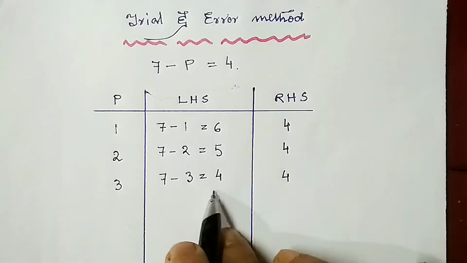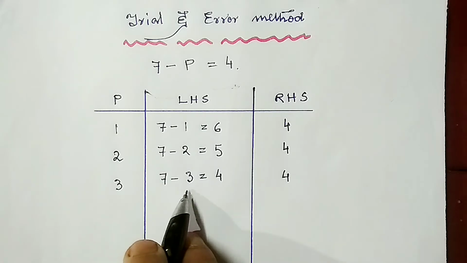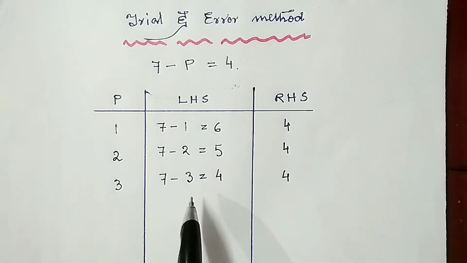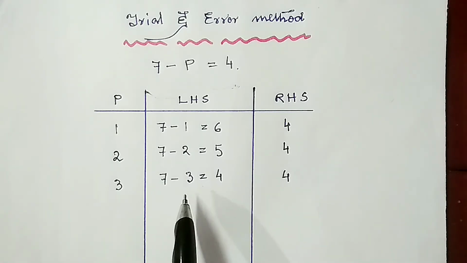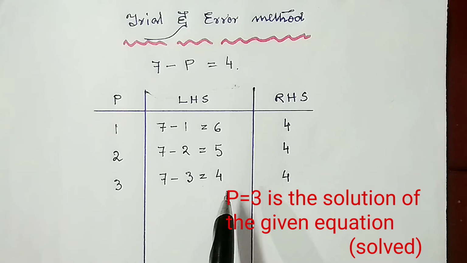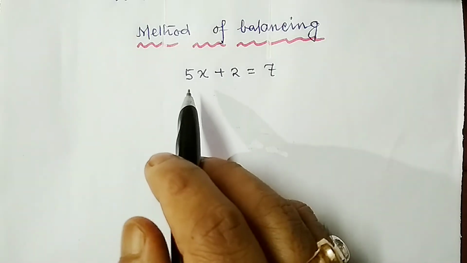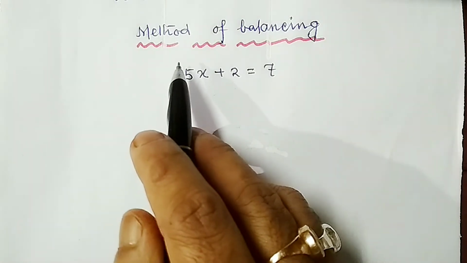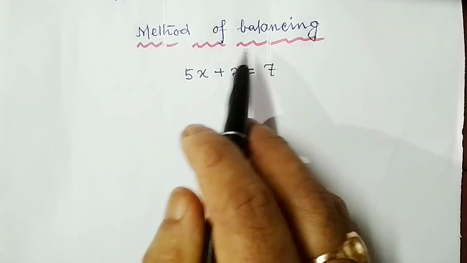Since both the sides are equal, therefore required value of p is 3. For any value of p other than 3, the equation is not satisfied. Clear? So the solution of this equation is 3. Now I will explain the second process, that is the method of balancing.